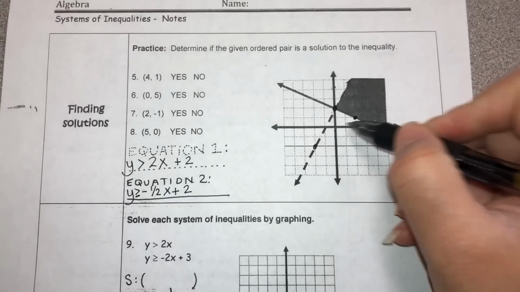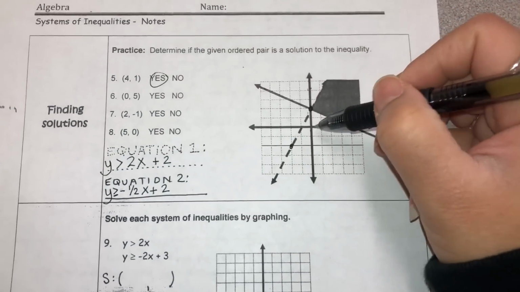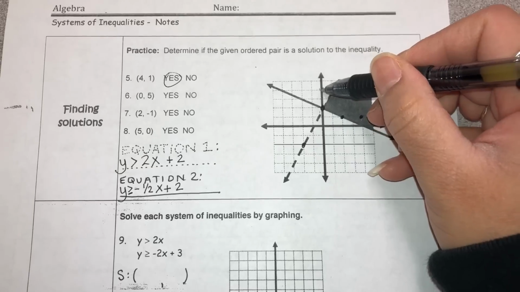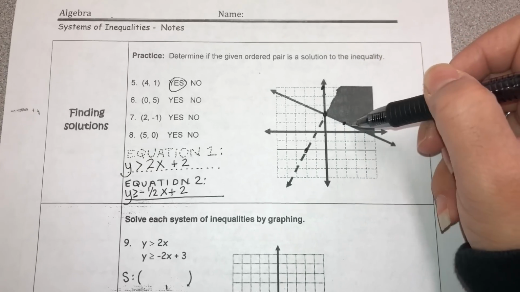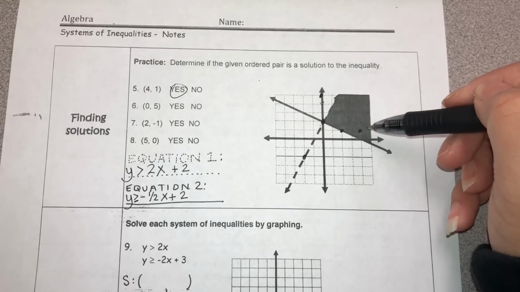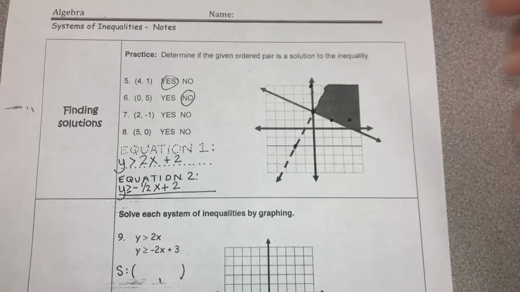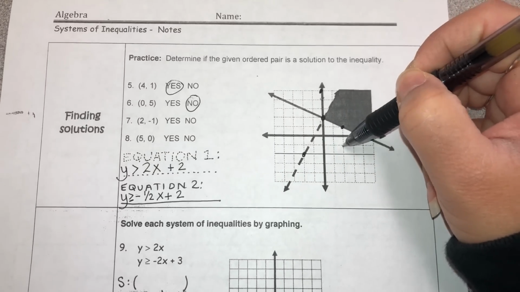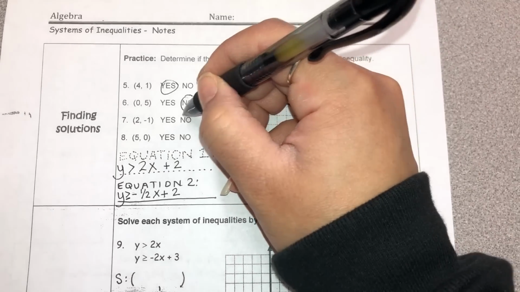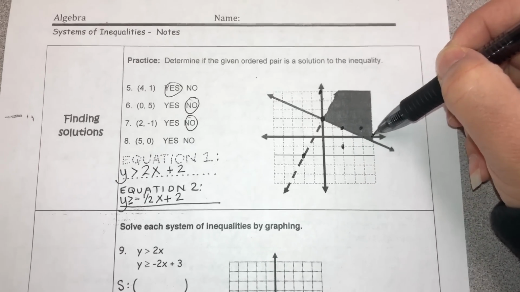Now, let's figure out if the points landed on the double shaded. 4, 1. 1, 2, 3, 4, 1. Yes. 0, 5. 0, 1, 2, 3, 4, 5. Is it in the double shaded? No, it would only be a solution for the solid. Okay, so no. 2, negative 1. Nope, that's not a solution for either. And then 5, 0. 1, 2, 3, 4, 5, 0. This one is.